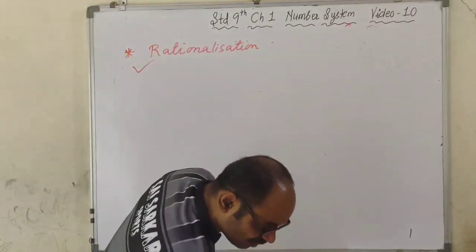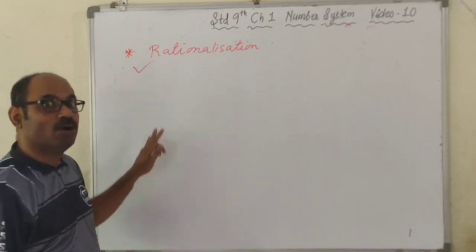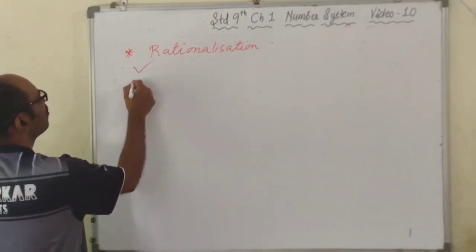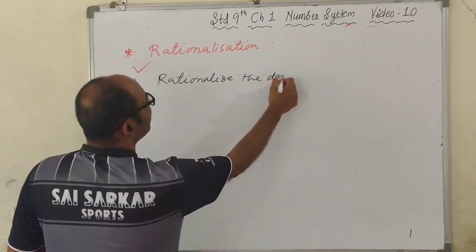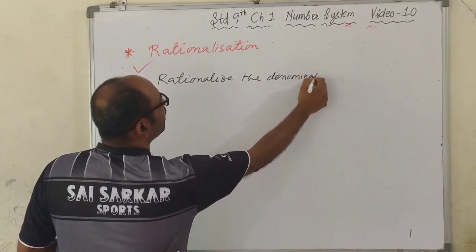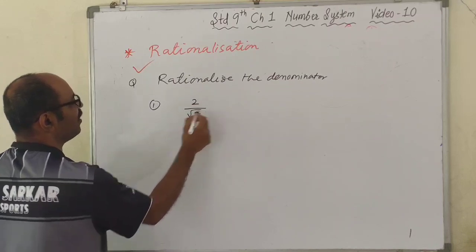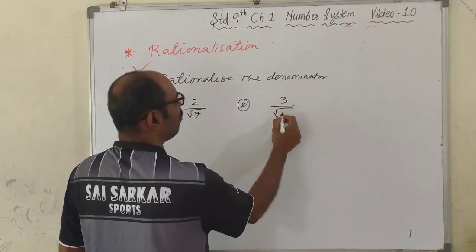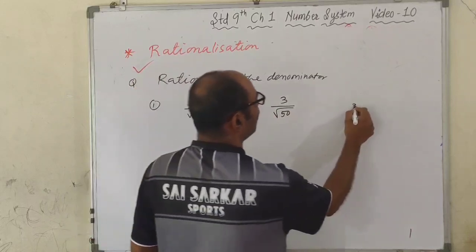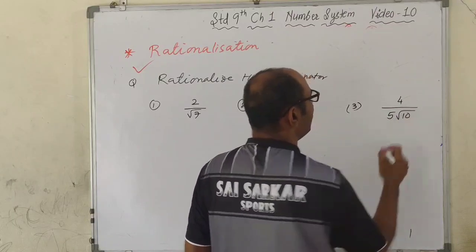Chaliye, wahi application yaha kar dete hai. Alright. Now see here, please. Okay. That was when monomial. Monomial ho to aisa karna. Okay, few examples dekh lete hai. Question. Rationalize the denominator. Alright. Fine. First, 2 upon root 7. Second, 3 upon root 50. Third, 4 upon 5 root 10. Theek hai?